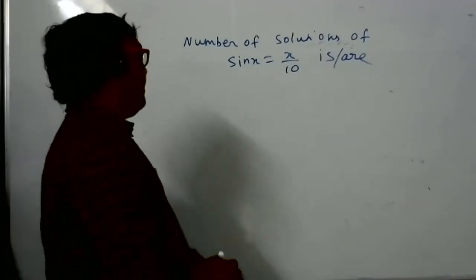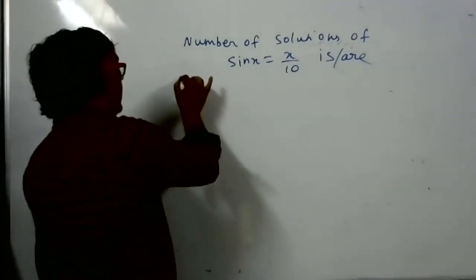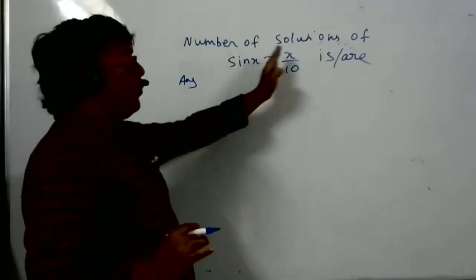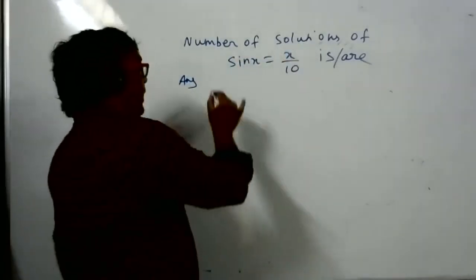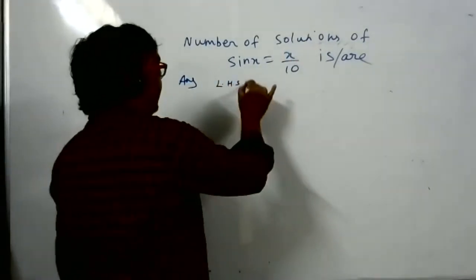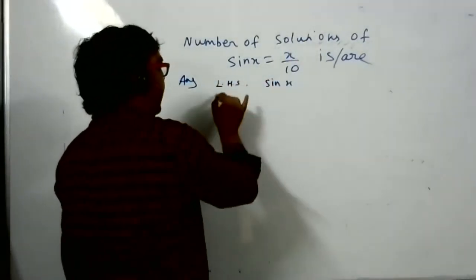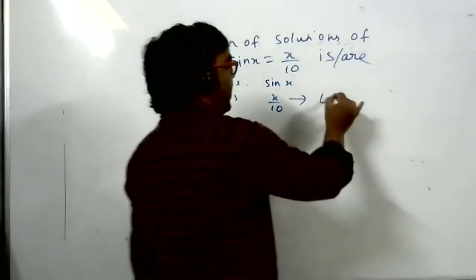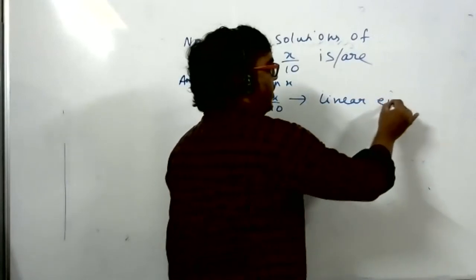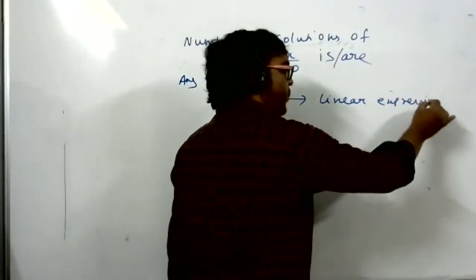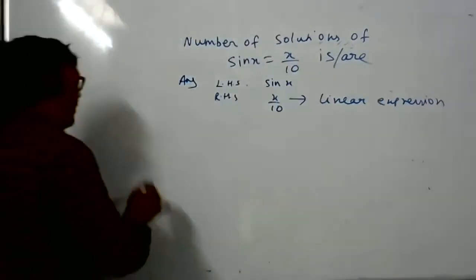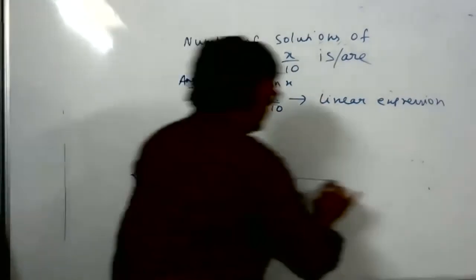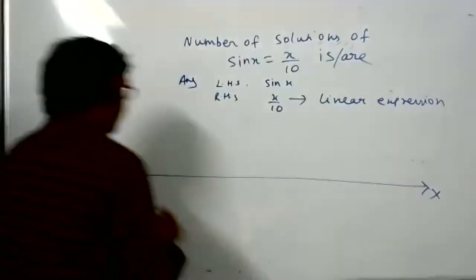See, student, the left hand side is sin x and the right hand side is x by 10. For the number of solutions, same approach. We'll plot the graph of sin x and the graph of x by 10. We know the graph of sin x. The right hand side graph is x by 10, a linear expression. Its graph is a straight line. All of you know from school, a linear equation means a first degree equation. This is a first degree equation, so it will be a straight line. Girls, do you agree?